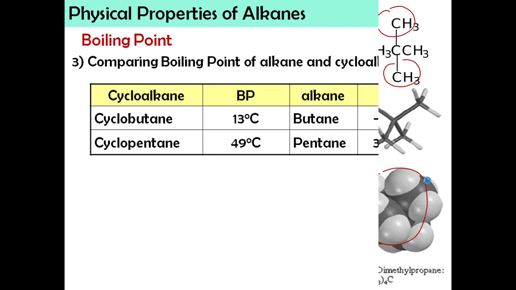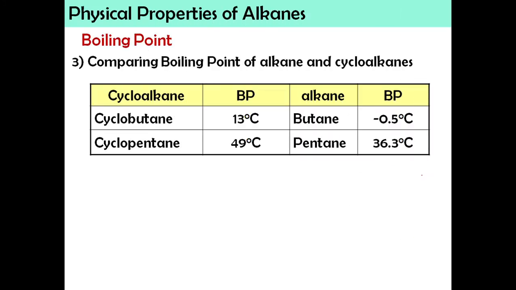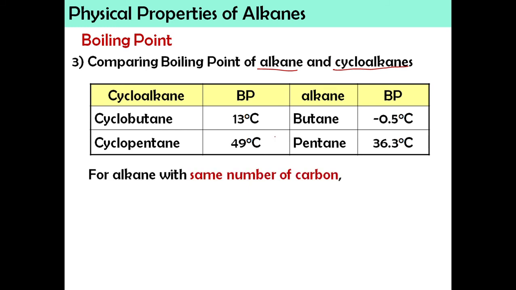Okay, yang terakhir untuk boiling points, kalau kita nak compare alkane with cycloalkanes. Tapi ini pun sama, same number of carbon. So, kalau carbon dia sama, baru kita boleh compare alkanes dengan cycloalkanes. Okay, ini 4 carbon, butane, ini pun 4 carbon. Bezanya ini cyclic. So, awak boleh nampak boiling point dia lagi tinggi compare to the non-cyclic.